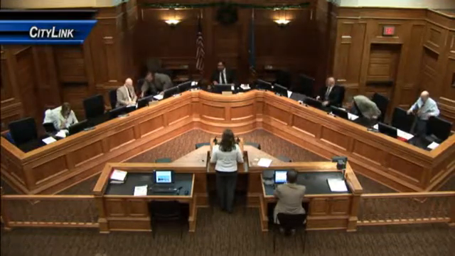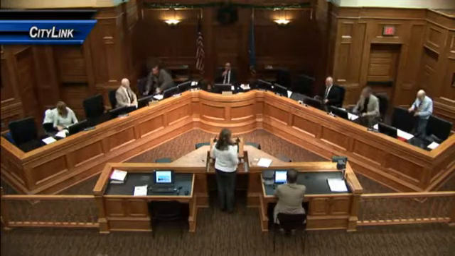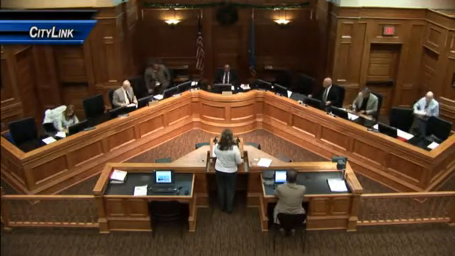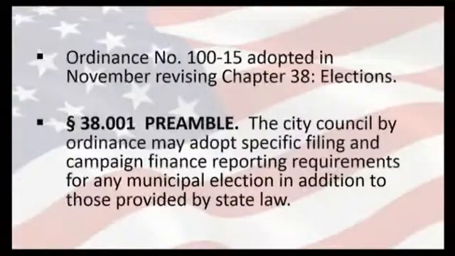On the agenda tonight, we have an ordinance that will be adopting the election booklet for the 2016 election. And I'm just briefly going to go through the booklet. This will be for the election of April 12, 2016, with a possible secondary election on May 3rd.